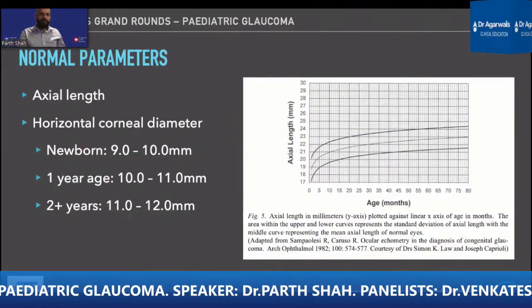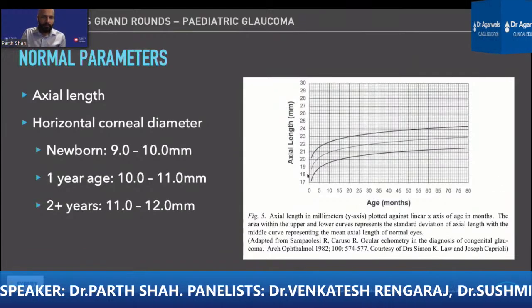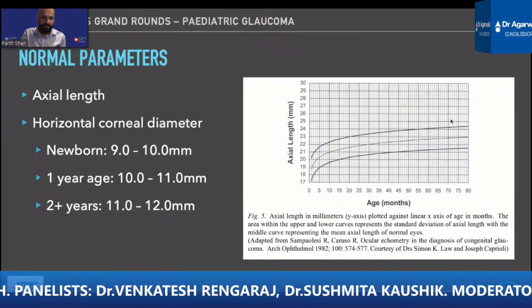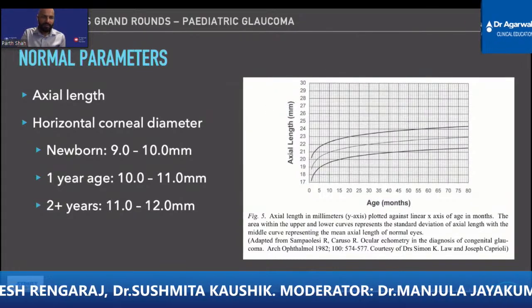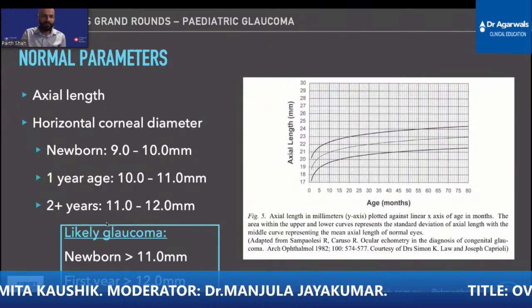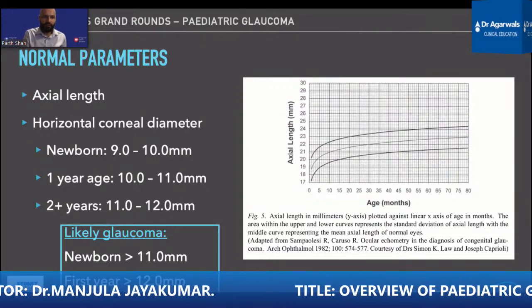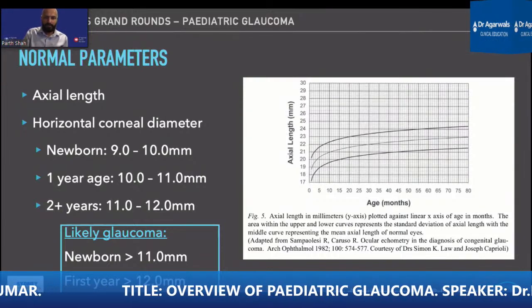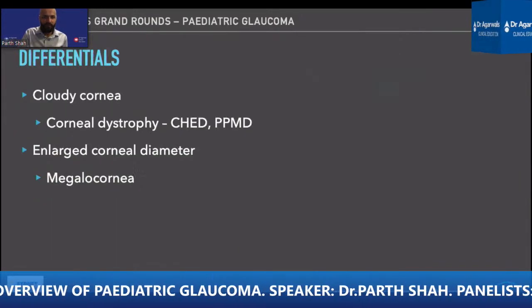So it's also important to note what normal parameters are. Axial length at birth and normal ranges over time. This is a graph that goes through the normal range and the median. Horizontal corneal diameter also increases with age. A child who's got corneal diameters of more than 11 millimeters at birth, or more than 12 millimeters in the first year of life, almost certainly has glaucoma. So it's important to have normal parameters in mind so that you know what's abnormal.